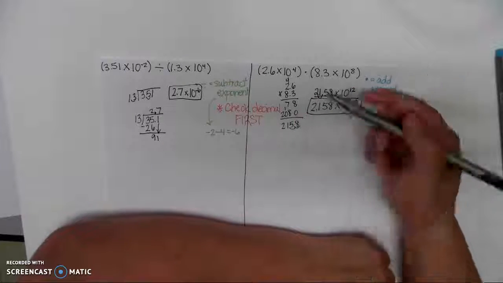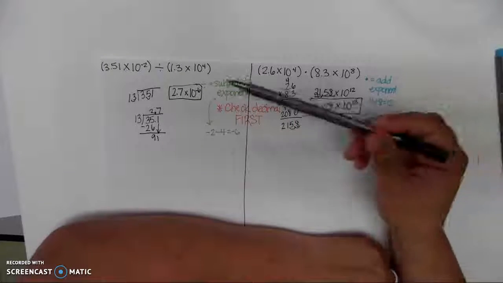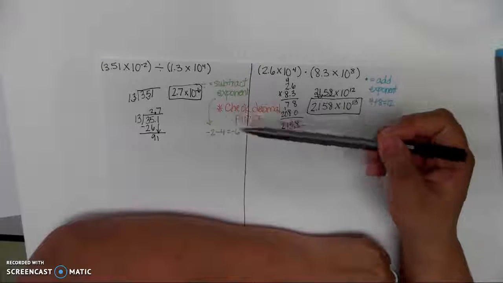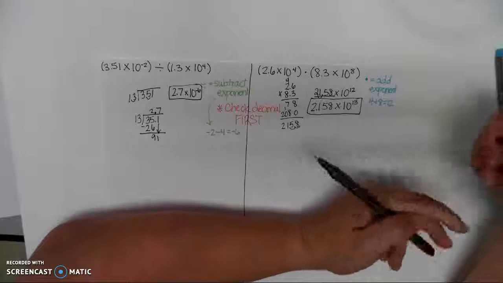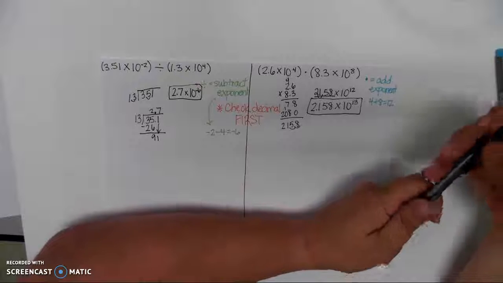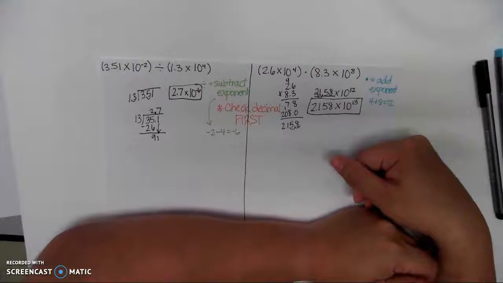Hopefully this kind of cleared things up. So if you remember that multiplying and dividing, you check your decimal first. And adding and subtracting, you check your powers first. I think that'll really help you keep things straight.